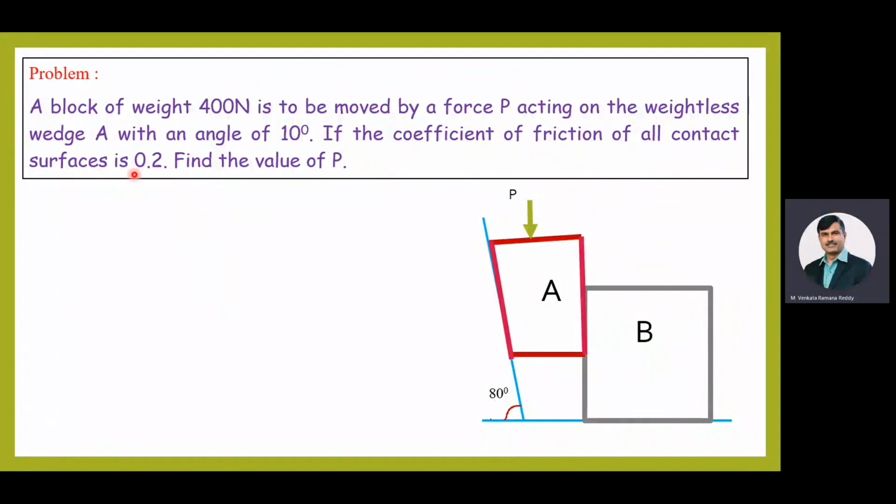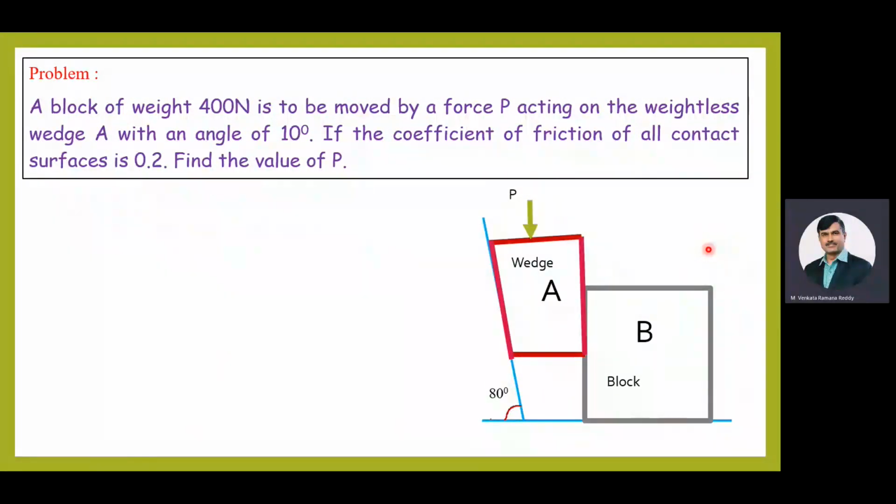The given problem is: a block of weight 400 Newton is to be moved by a force P acting on the weightless wedge A with an angle of 10 degrees. If the coefficient of friction of all contact surfaces is 0.2, find the value of P. Here A is the wedge, B is the block. By applying a force P on the wedge, the block starts to move. Our objective is to compute the value of the applied force P.